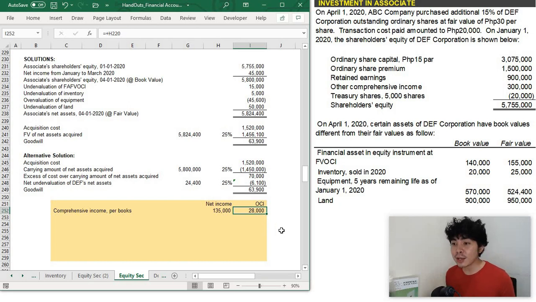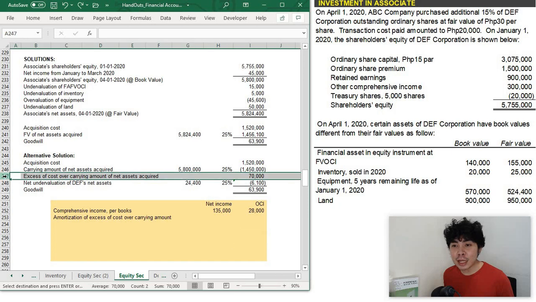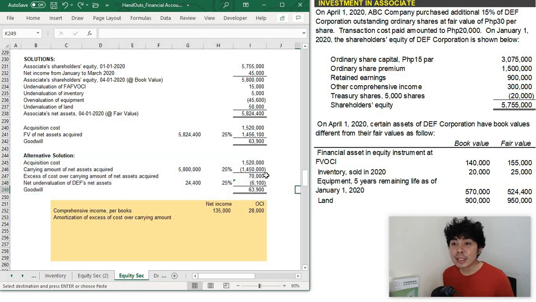So, paano magiging 13,000 yung 28,000 niyang OCI? So, magkakaroon tayo ng adjustment. Ano yung adjustment na yun? So, yun na yung amortization of excess of cost over carrying amount. So, ano yung amortization of excess of cost over carrying amount? So, yung excess of cost over carrying amount, ito yung kanina na kinumpute natin gamit yung alternative solution natin. So, kaya pwedeng gamitin tong solution na to kasi kailangan nating ma-determine yung excess of cost over carrying amount of the net assets acquired, which in our case is 70,000 pesos.